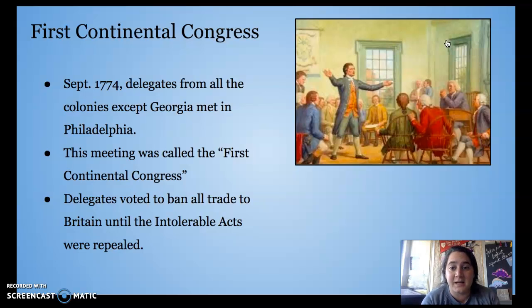The meeting, when all the delegates came together, was called the First Continental Congress. One of the biggest things that came out of that meeting was delegates voted to ban all trade to Britain until the Intolerable Acts were repealed. Okay, on the next slide, we'll talk a little bit about why they thought banning trade to Britain or from Britain would help them get things changed. Okay, again, you can pause, but I'm going to move on because of time. But I'm going to move on to our next slide.